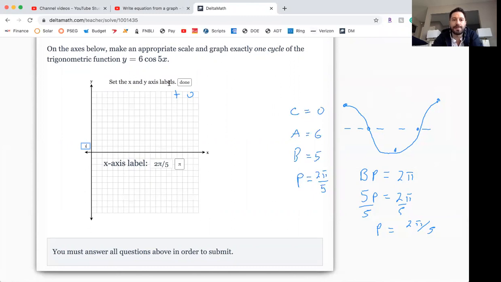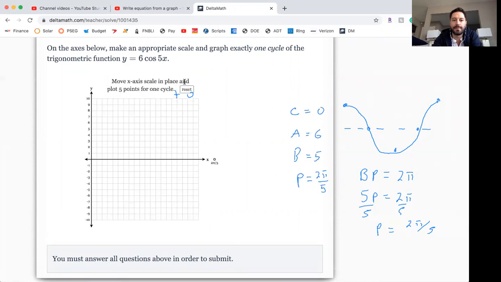So you set the x and y axis labels and then click done. Okay, now you have this point, 2 pi over 5. You have to decide where you want to put this point. Okay, I suggest just leaving it out here at the end. And now, like I said before, we're going to plot 1, 2, 3, 4, 5 different points.